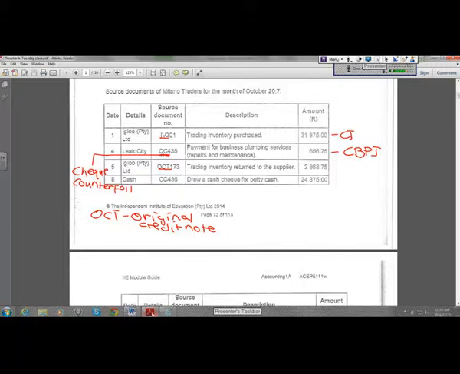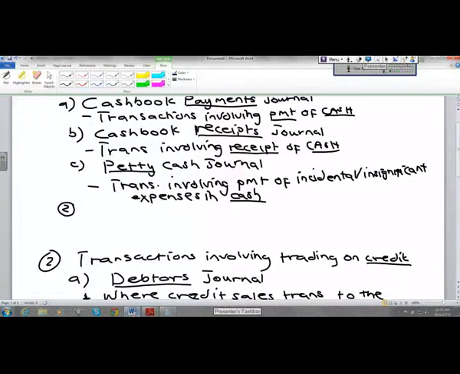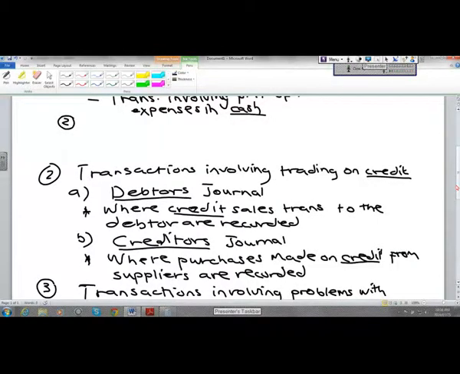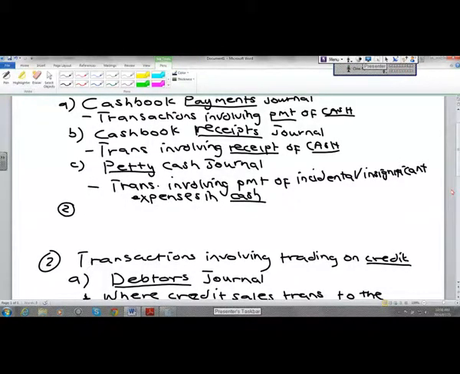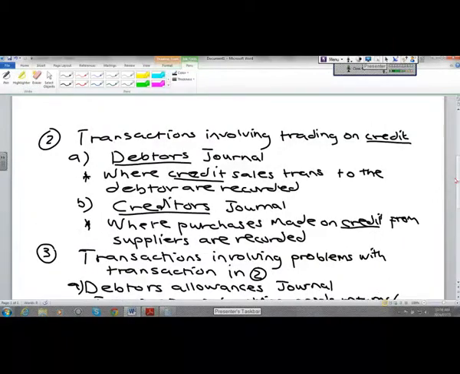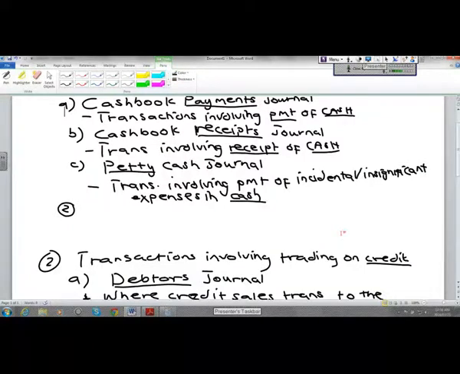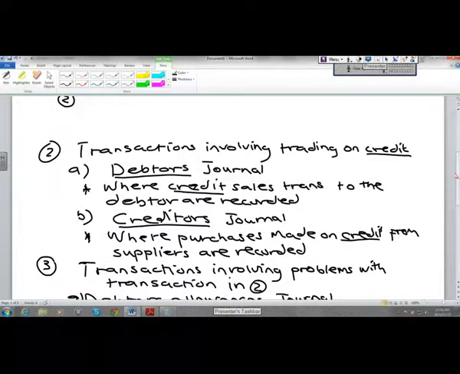Remember from our 3 categories, will it come under number 1? No, not cash. Under category number 2? No, because we are not buying goods on credit, and we are not selling on credit. So it means we have to go further to category number 3.